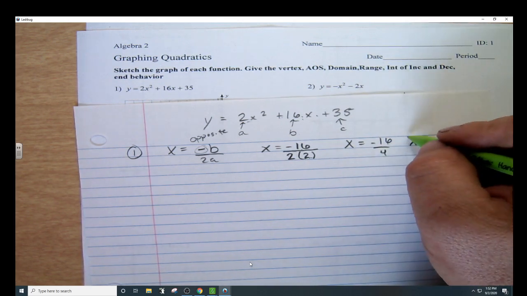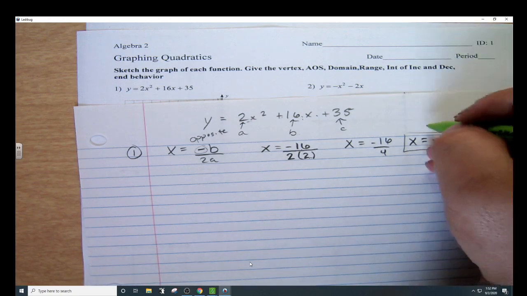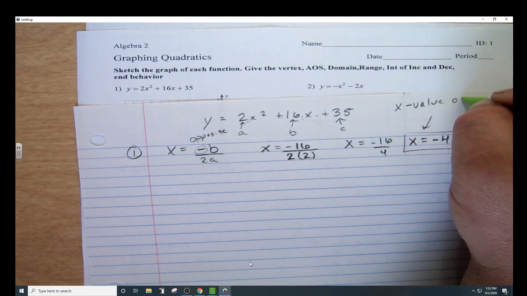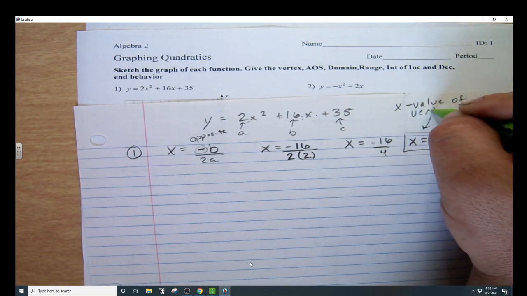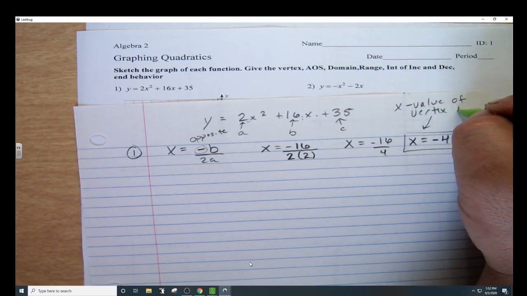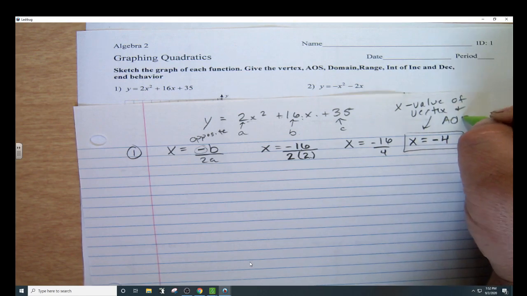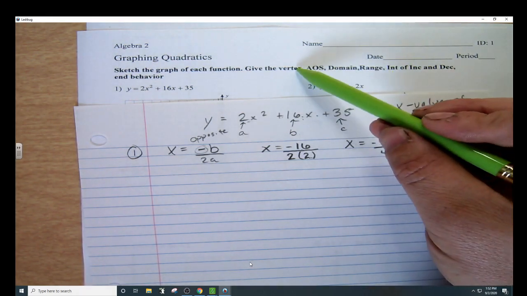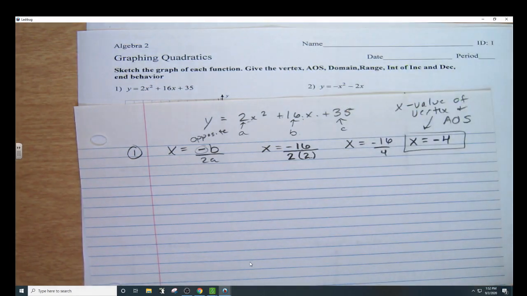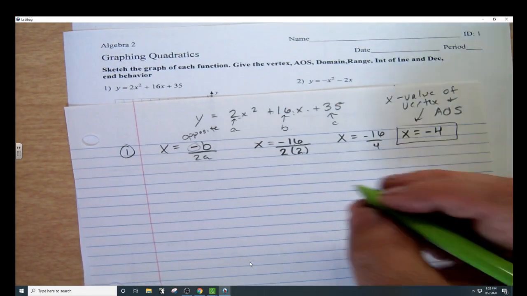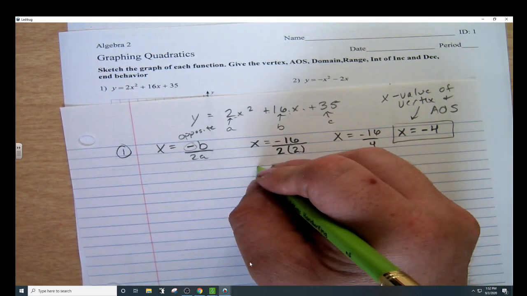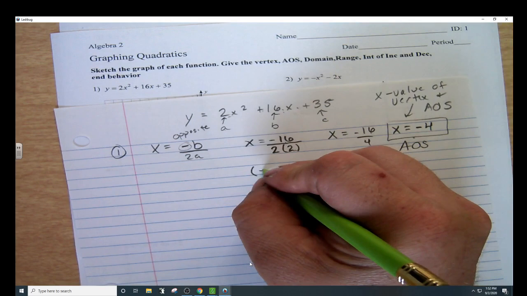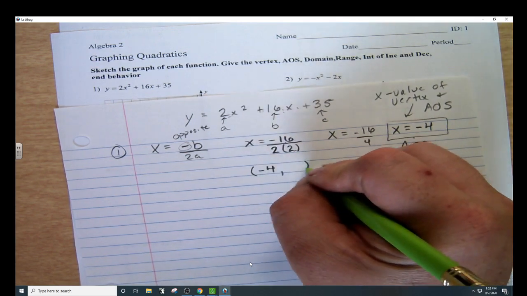Now, what we have here, we got 2 things. We've got the x value of the vertex and the axis of symmetry. So actually, guys, you've answered part of this question. That's your AOS, and we got the x value of the vertex. Now, we need the y value.